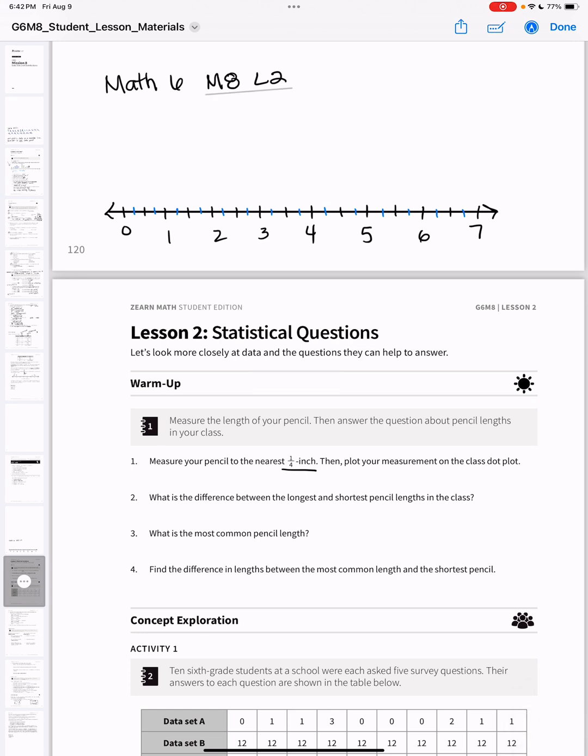So I have one pencil that measured at 3.5 inches. So I'll go to 3.5 and I'll put a dot. We have another at 4.5. We have one at 5. We have 4 at 6 inches. So we had 4 students who each had the same pencil. Then we have one at 6.5 and one at 7. So we measured 10 student pencils.